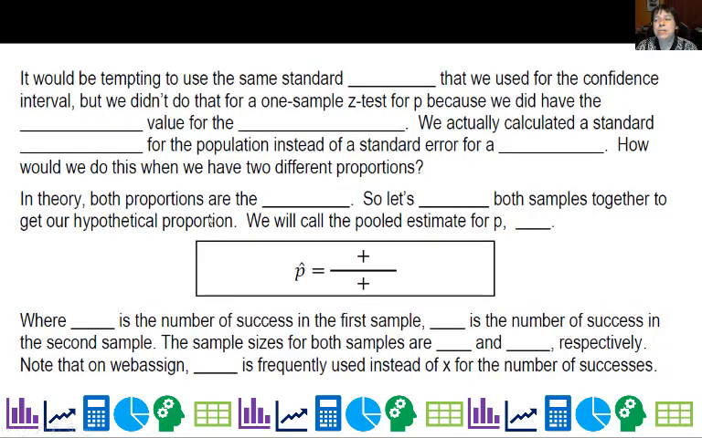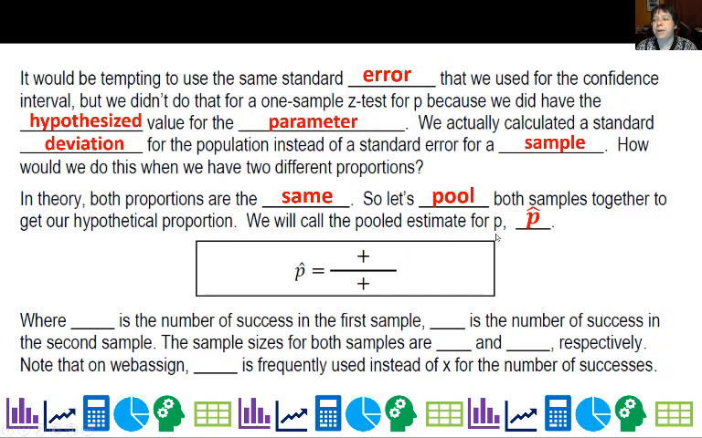So it would be tempting to use the same standard error that we use for a confidence interval, but we don't do that for a hypothesis test because we did have a hypothesized value for the parameter. So we can actually calculate a standard deviation for the population instead of the standard error for a sample. So how would we do this with two different proportions? Well, in theory, both proportions are the same. So let's pool. We're going to put both samples together to get our hypothetical proportion, and we call the pooled estimate p hat. So I just add x1 and x2 and n1 and n2.